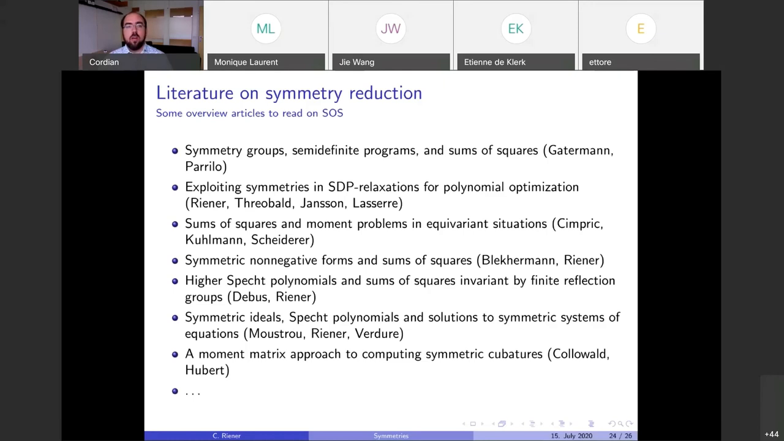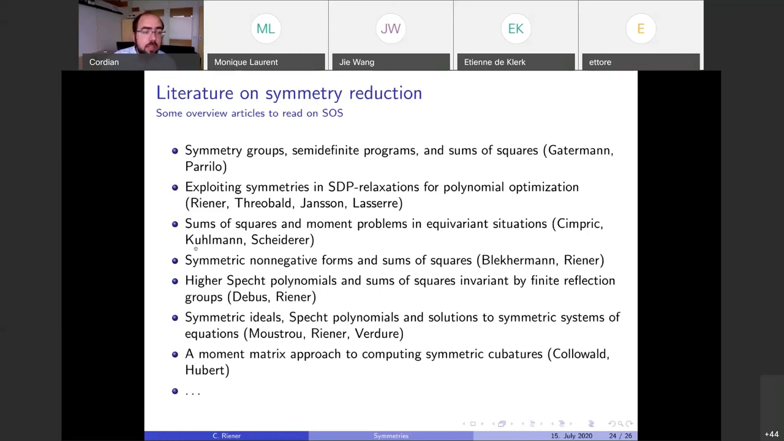Okay, so before I close, let me just give you again some brief review of some literature. The first of those you have already seen, Gatermann and Parrilo, is a very good read if you really want to understand how symmetry works in semidefinite programming and what it has to do with sums of squares. And then there's a bunch of other articles that you might want to read if you have specific interest, for example, in the relaxations for polynomial optimization, or sums of squares, moment problems in equivariant situations.